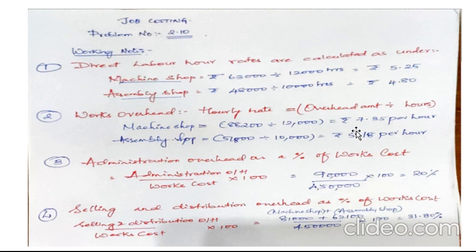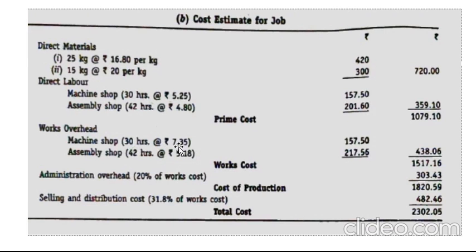For 30 hours it is 7.35, for 42 hours it is 5.18. So the 30 into 7.35, this amount is found out from your working note. 30 hours into 7.35 will give you 157.50. For 42 hours it is 5.18, which will give you 217.56. So when you add your 157.50 plus 217.56, you'll get 438.06. So this is your works overhead.